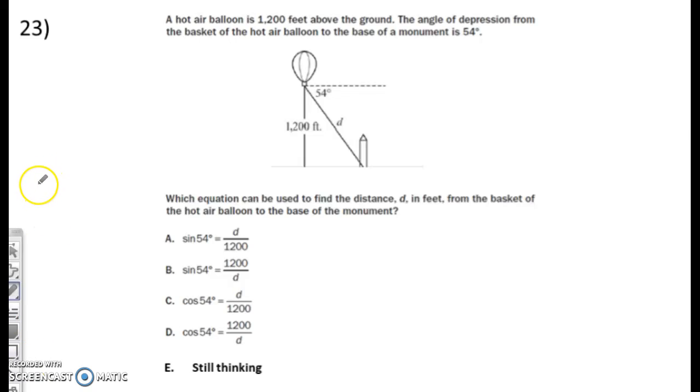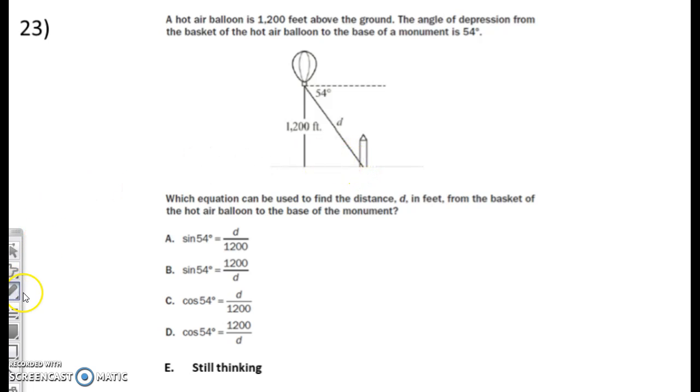A hot air balloon is 1,200 feet above the ground. The angle of depression from the basket of the hot air balloon to the base of the monument is 54 degrees, which they show right there. Which equation can be used to find the distance, d, in feet from the basket of the hot air balloon to the base of the monument?